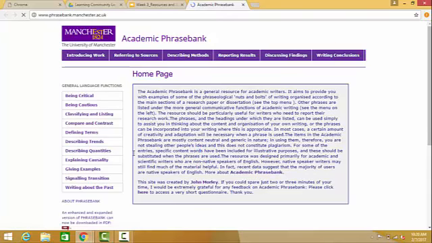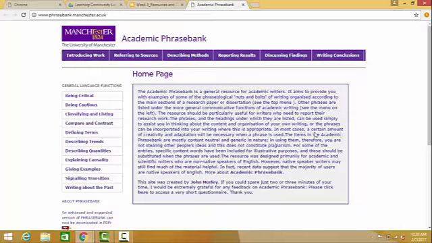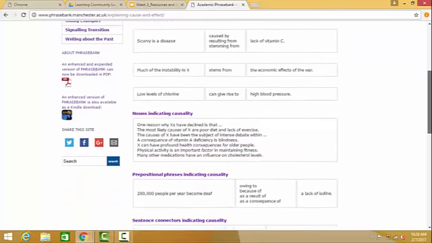Manchester Phrasebook is a really neat one, and it's totally free. This was started by a professor who realized that a lot of his students were having difficulty coming up with phrases on how to say things. So he put this together. If you want to explain causality, for example, you can go in and he has just listed tons of ways to say things.